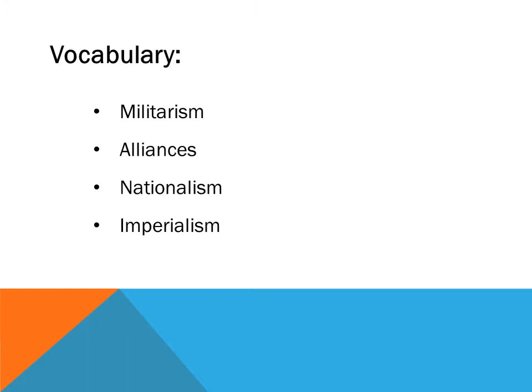So with alliances, you see, like we had in World War I and World War II, you had the Triple Entente in World War I, which was an alliance between Great Britain, France, and Russia. And then you had the Axis powers on the other side, which was basically Germany, Italy, and Austria-Hungary.